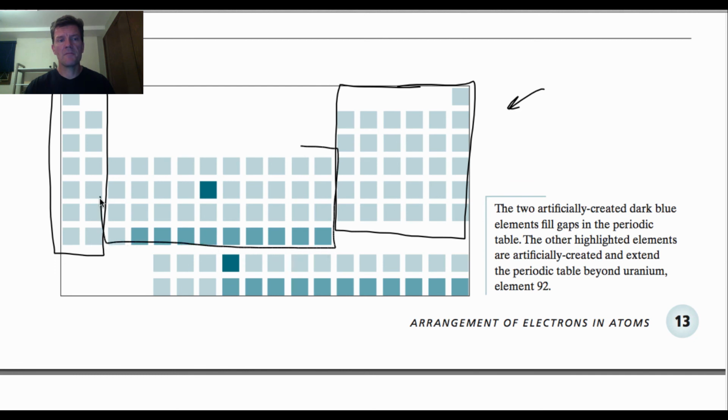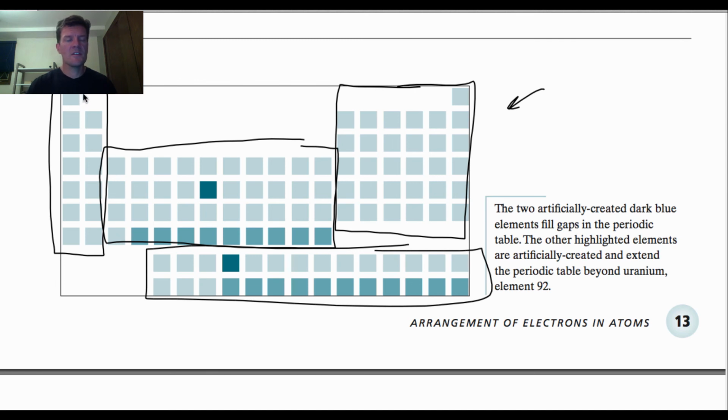All right. So you'll notice right here, this block, column 1 and column 2, are 2 columns long. That's because that's where the s orbitals are getting filled. An s orbital can have 2 electrons in it, right? This block over here would be 13, 14, 15, 16, 17, and 18, and there are 6 columns. That's because that's where the p's are getting filled. Remember, there are 3 p's, 2 electrons in each. That's 6. There are 6 columns right there.